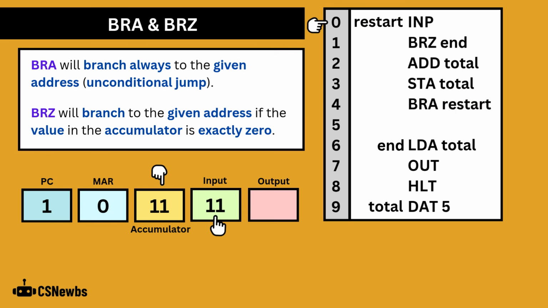Back at the start, we'll add another number. This time we'll go for 11, and go through the process again of adding it to the total, storing it, and branching back to the beginning. This time we'll input 4. And now we want to finish, so we will input 0. BRZ end is activated because the accumulator's value is exactly 0, so the PC needs to change to where the destination label for end is on line 6. As soon as we jump, we load the value from the memory address with the label of total. We output it and end the program.